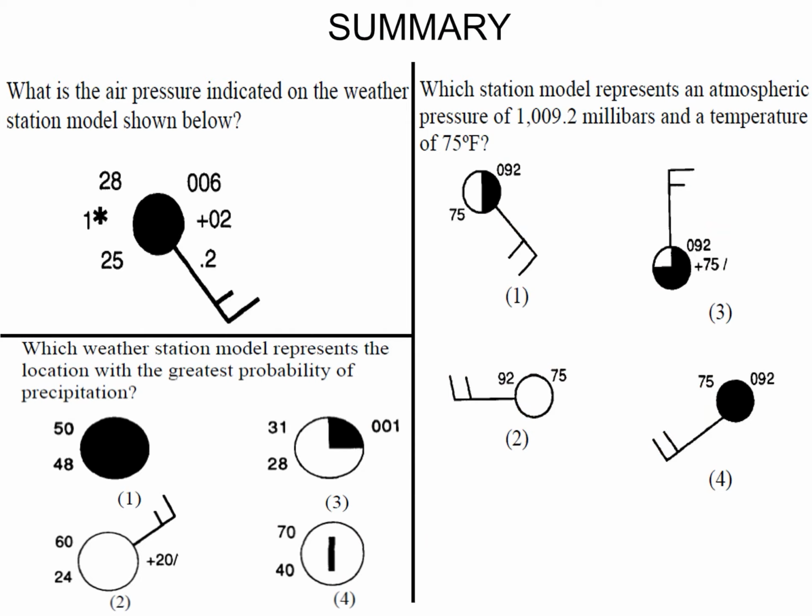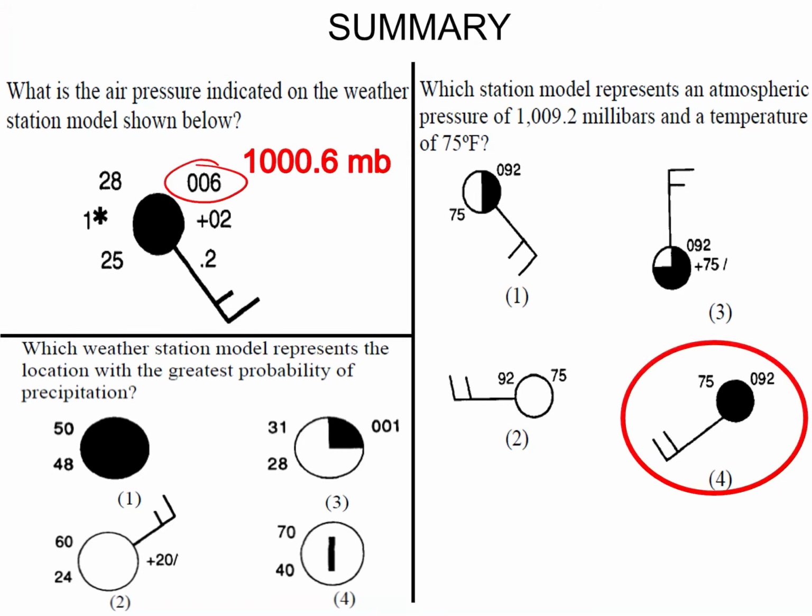All right, so summary. What is the air pressure indicated on the weather station model below? So here is our pressure, right? That is less than 500, so you will put a 10 in front, and the decimal and the unit, right? Next one, which weather station model represents the location with the greatest probability of precipitation? All right, which one's the cloudiest? Which one has the dew point and the air temperature closest to each other? That looks pretty simple to me.